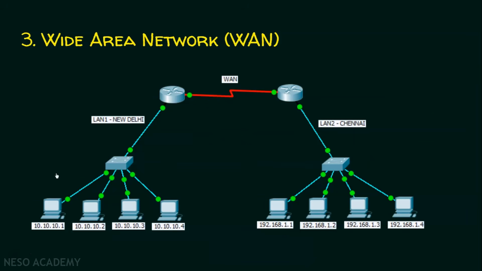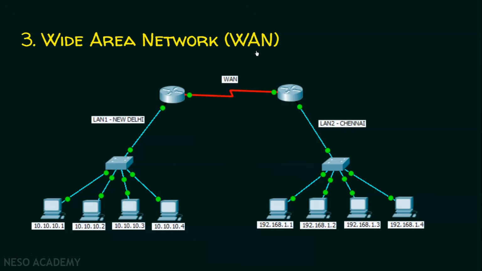There are two local area networks. One local area network is in New Delhi and the other local area network is in Chennai. These two local area networks are in two different places in the country, separated by a very large geographical area. But still, this computer can communicate with this computer, and this is possible only with the help of a wide area network.